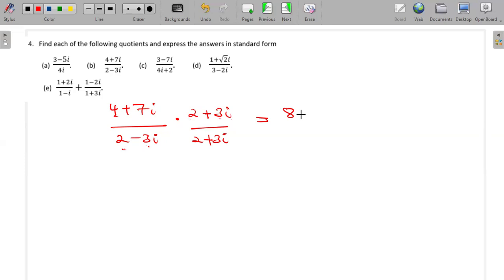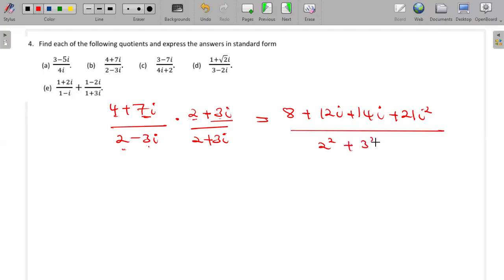That is going to be 12i, so that will be plus 12i. Then you have 7 multiplied by the 2, that will be plus 14i. Then 7 multiplied by that there, 3i, so that will be plus 21i squared. Then over here we said that will be just 2 squared plus 3 squared.